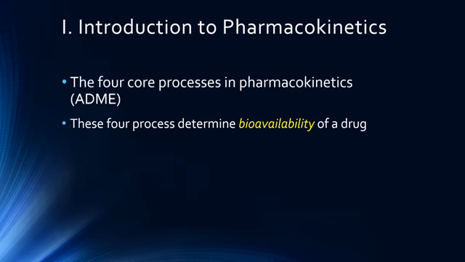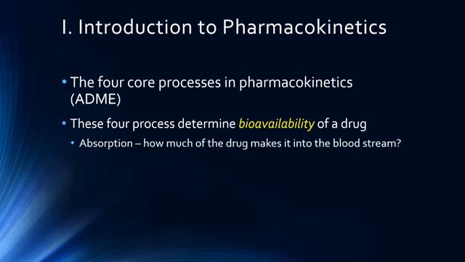These four processes determine what we call the bioavailability of a drug. So, for example, how much of a drug makes it into the bloodstream is going to depend on its absorption rate. So if a drug is presented transdermally on the skin, some of it will make it through. If it's taken orally, some of it will make it through, but certainly not all of it. And this is an important thing to understand when we talk about things like dosing and trying to understand overdosing.